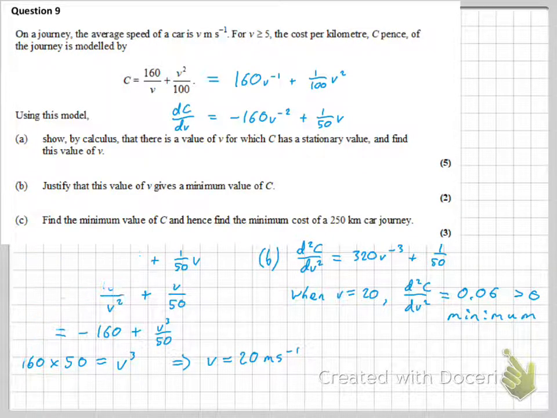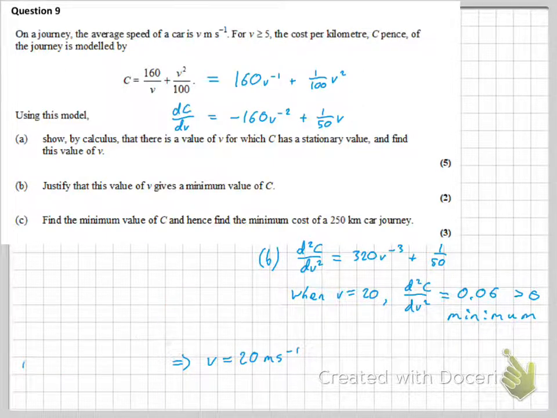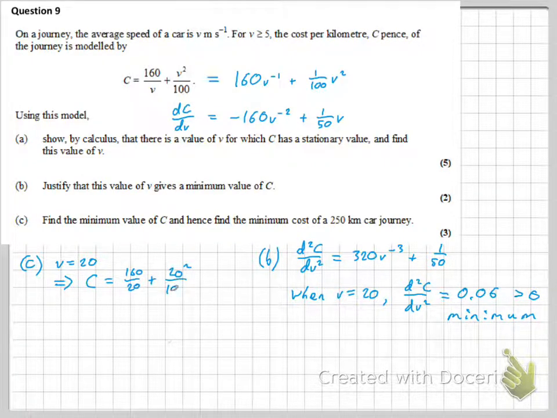Okay, part C, to clear a bit of space. Find the minimum value of C. Well, it happens when v is 20, we've just discovered that. So substitute v equals 20 into the formula for C in the question. And we get 12. Now acknowledge that that's 12 what? C represents a cost in pence, so it's 12 pence.